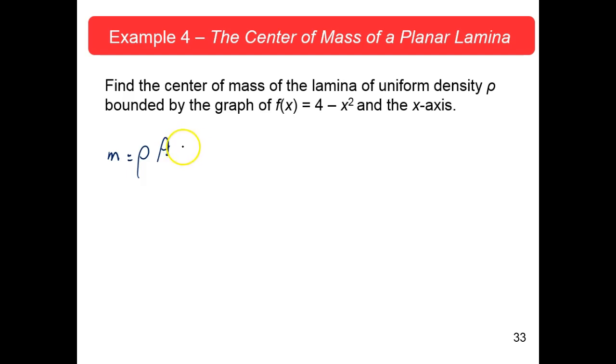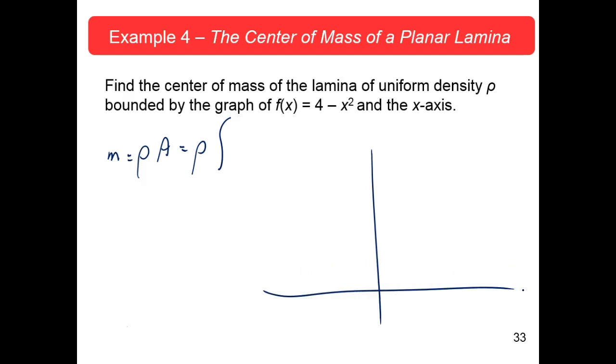Well, rho is a constant. A, however, is not a constant, so A can be expressed as an integral. I guess we need to draw a picture though, don't we? What does that look like? It's a parabola going down. You're right. So again, it starts at 4. 1, 2, 3, 4.